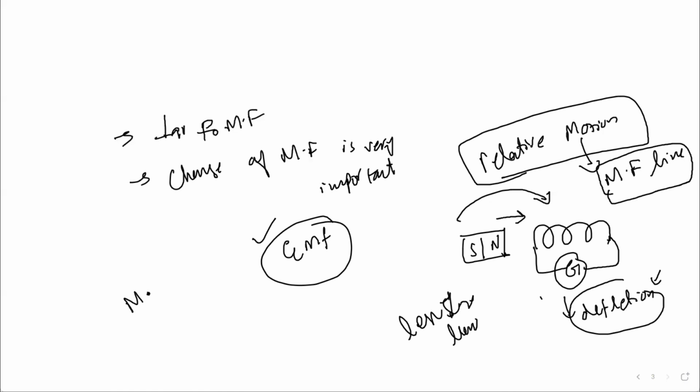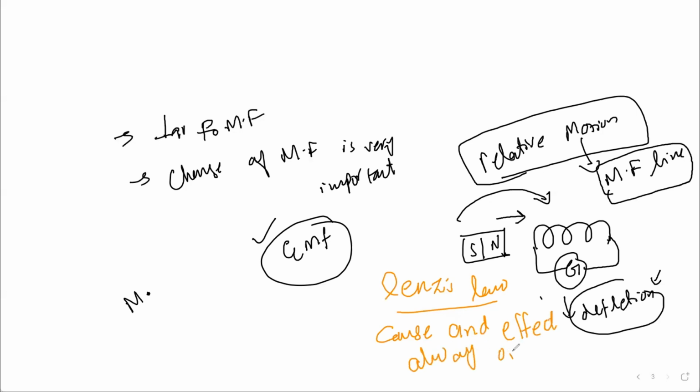So now, discussing Lenz's law. Lenz's law, in easier words, we say in one sentence: cause and effect always oppose each other. Cause and effect always oppose each other. For now, just keep this in your mind, and we'll get to this point. What is the meaning of cause? What is the meaning of effect, and why are they opposing each other?